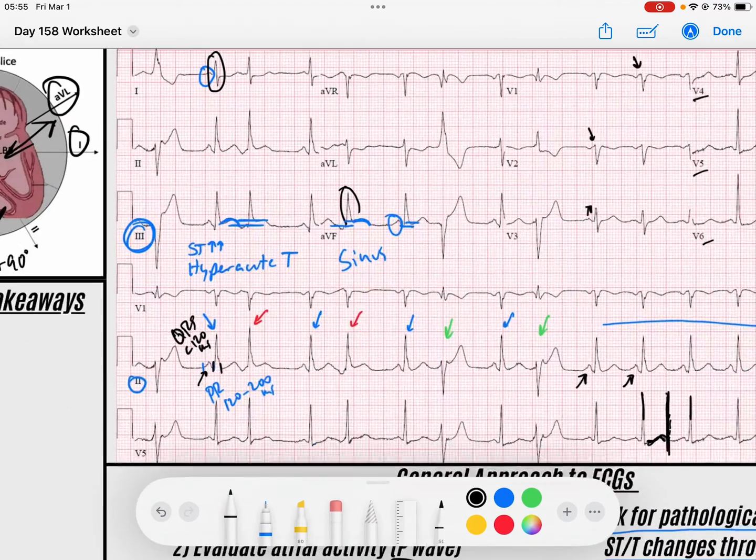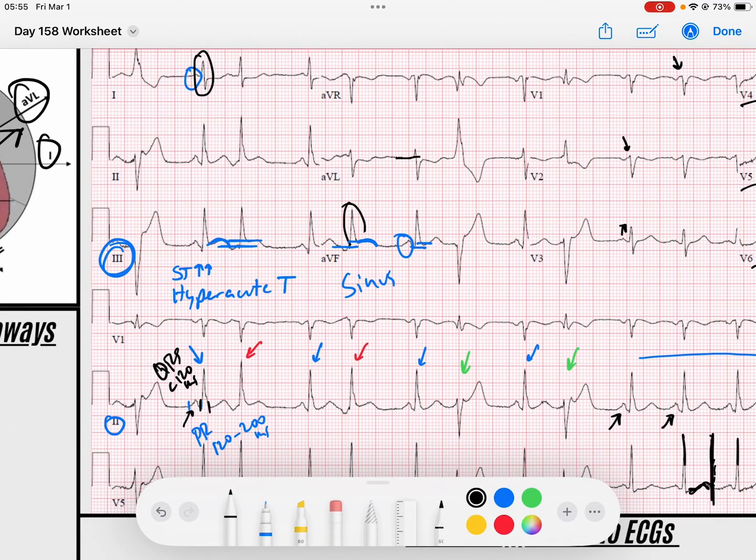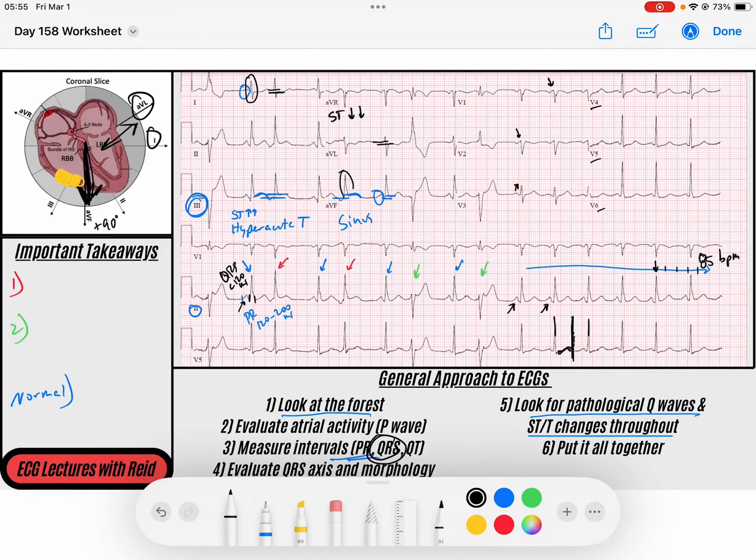And I see AVL does have some subtle ST depression, right? And lead 1 has some very subtle ST depression too. And so we've got some ST depression in these leads. That's a little bit concerning for, what would that be concerning for? An inferior MI, right? Because of the ST segment elevation in my inferior leads. That's what makes me think that. So kind of concerned for an inferior MI. What else are we concerned about here?